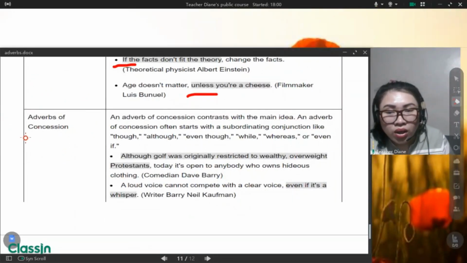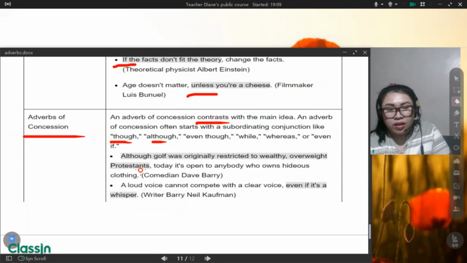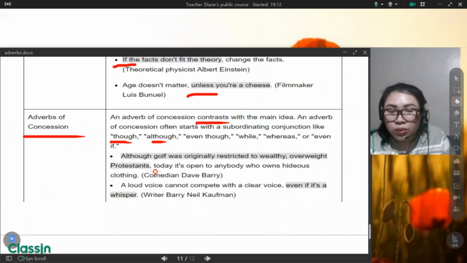What is adverb of concession? It is the contrast with the main idea, the opposite of the main idea. An adverb of concession often starts with a subordinating conjunction like though, although, even though, while, whereas, or even if. For example, here we have: Although golf was originally restricted to wealthy, overworld Protestants, today it's open to anybody who owns hideous clothing. This one is our adverb of concession, starting with although and stopping with Protestants. Contrast with the main idea.